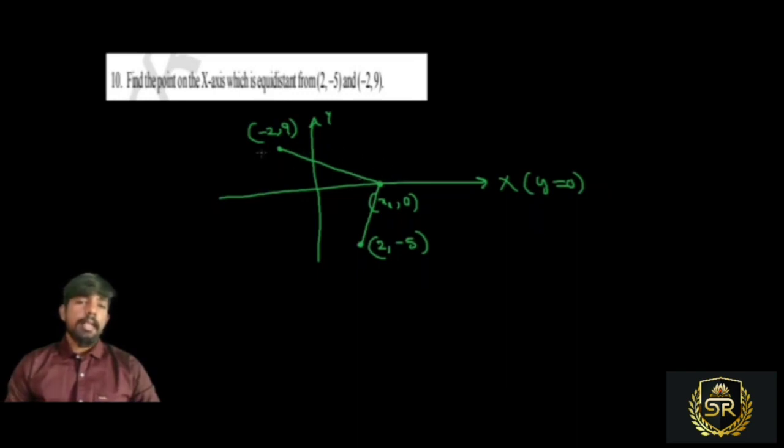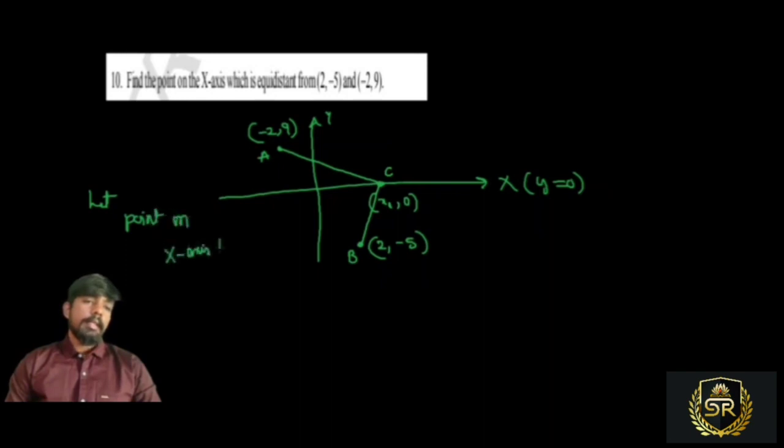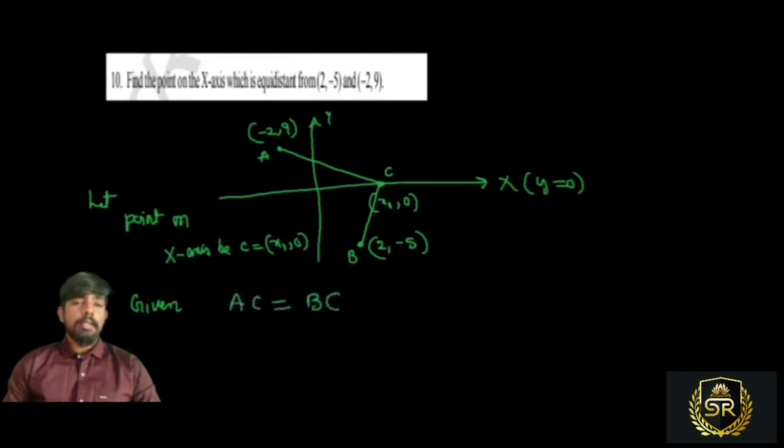Let us say this is point A, this is point B, and this is point C, a point on the x-axis, C equals x1 comma 0. And what is given? The AC distance is equal to the BC distance.